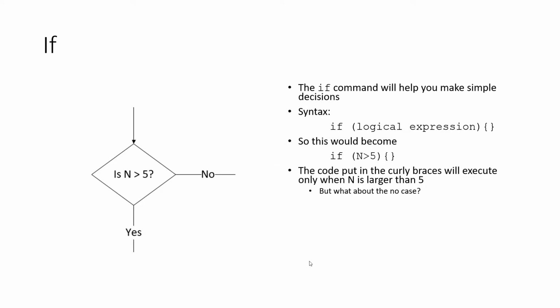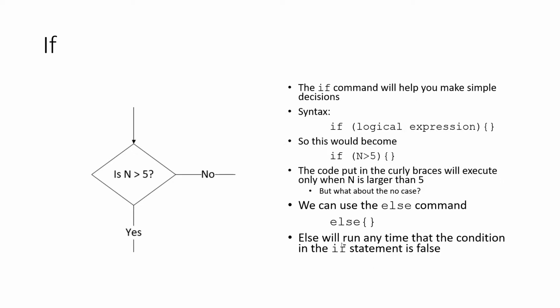So what we can use is the else command. The else command allows us to do something in the case that this is false, or in the case that none of the if statements are true. I'll show you how to do more if statements in a second. The syntax for this is just else and some curly braces. When you put the else, this will run anytime the if isn't true. However, it's important to note that the else needs to be immediately following the if statement. If it is not, it won't know how to handle it.